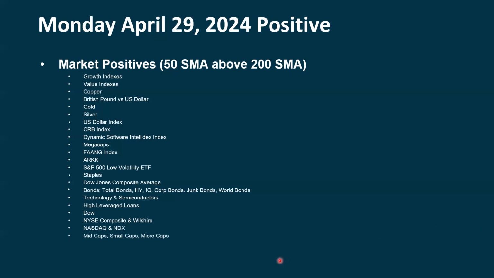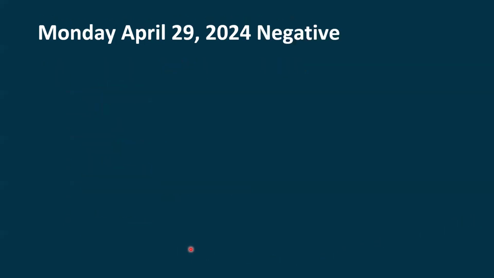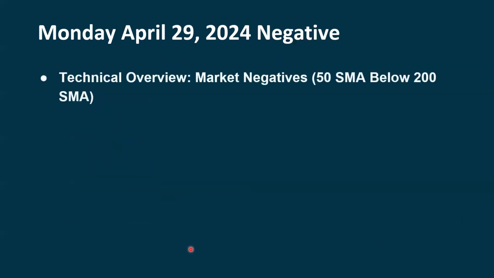Even though small caps have been a real disappointment, they're still in a longer term uptrend. All stocks looking internationally as well as stocks in the US, emerging markets, even though they've been going sideways, and Bitcoin continues to be in an uptrend. Now our list for negative is pretty short. That's when the 50-period simple moving average drops below the 200-day simple moving average. And we have the Japanese yen compared to the US dollar and the euro compared to the US dollar. And that's it. It's negative for right now.